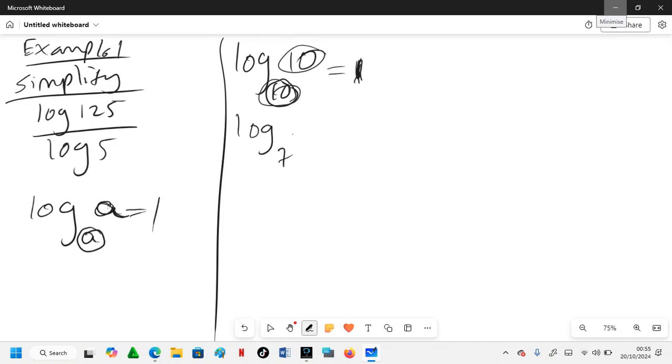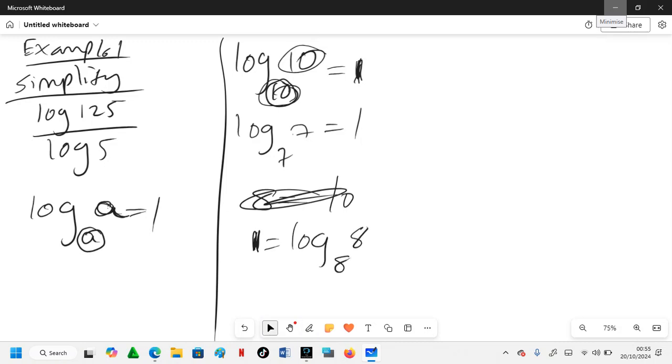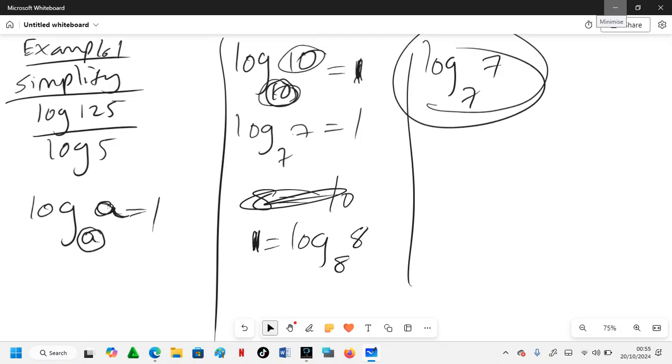The log of 7 to base 7 is 1. So if I want to write 1 in log form, I could write it as log 8 to base 8, or log 7 to base 7. It's all 1. So that is something that you can note somewhere. You can call it not really a law, but kind of a principle. So just call it a fourth. Let's very fast look at a couple of examples.